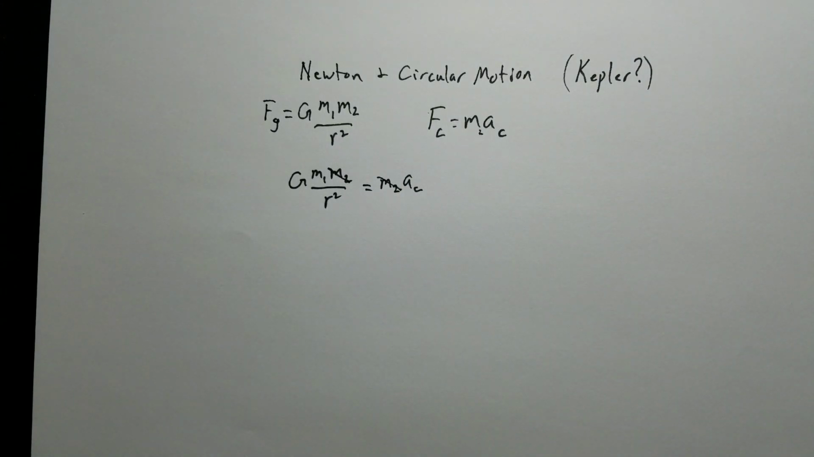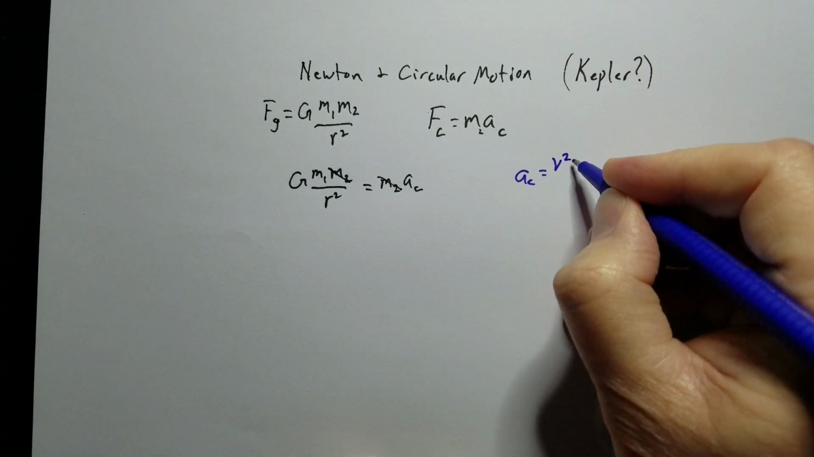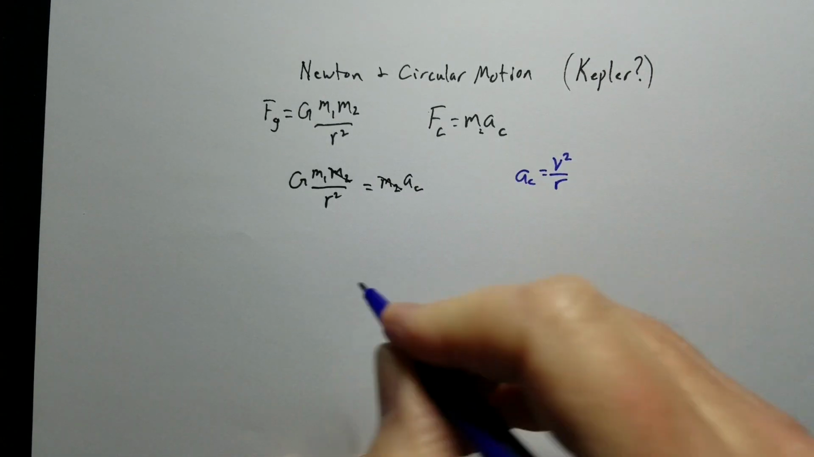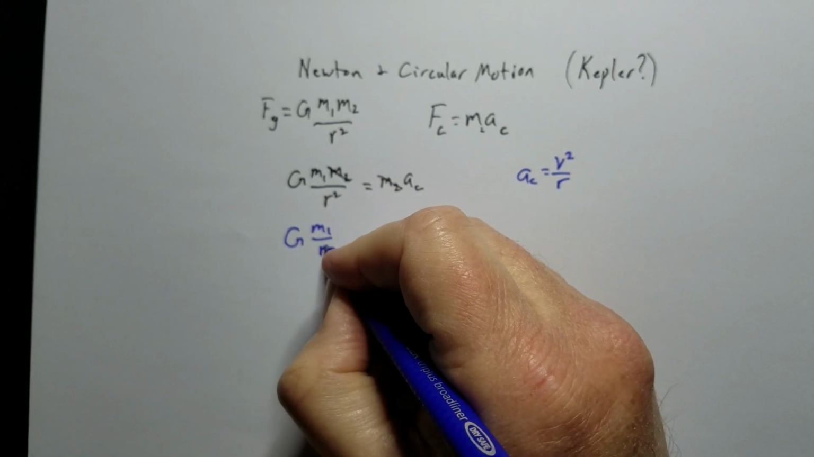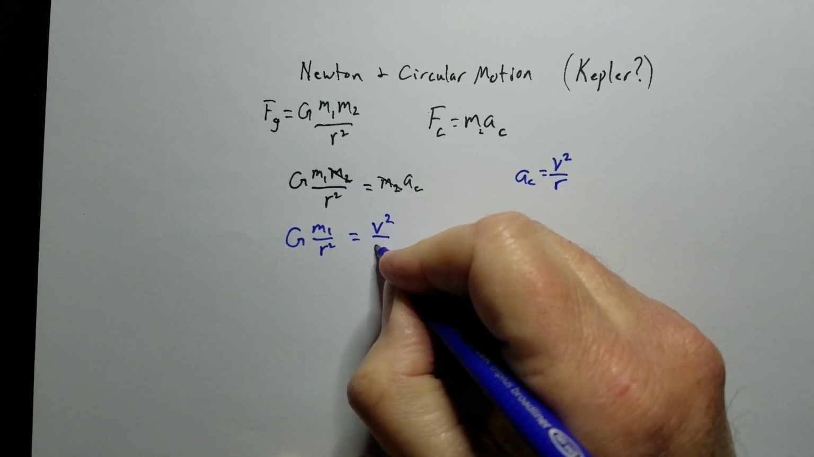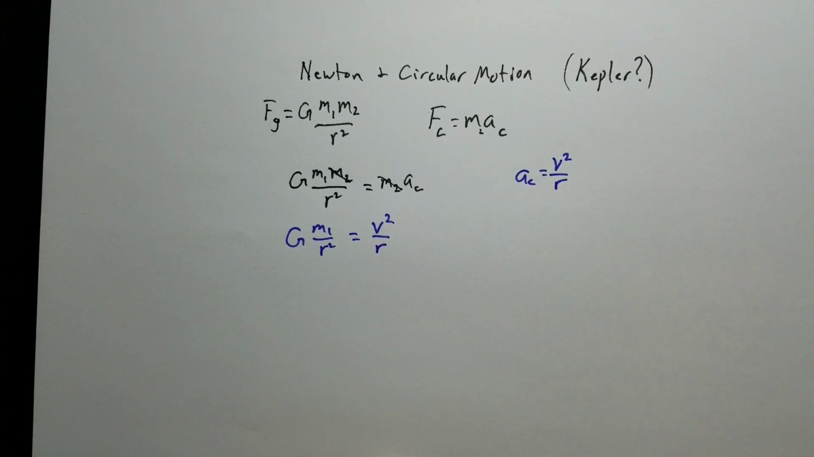We know the centripetal acceleration is equal to v squared over r. So we can substitute that in. So G m1 over r squared equals v squared over r. Okay. Well, that's a little bit interesting. But what else can we do with it?